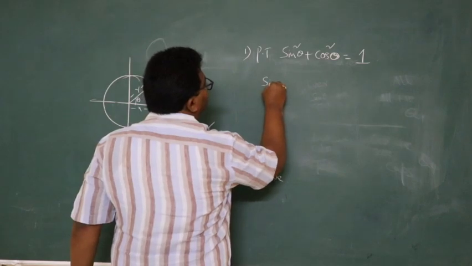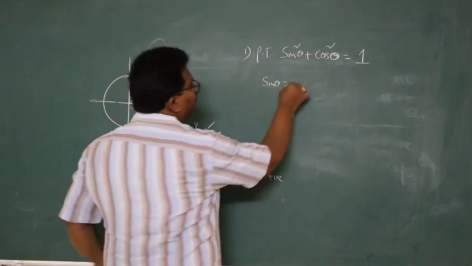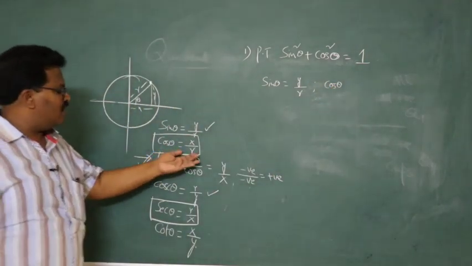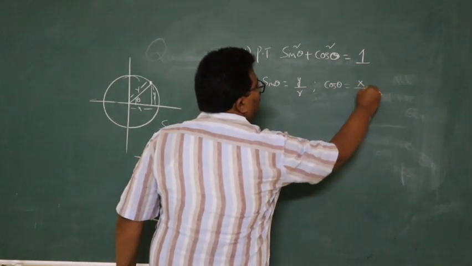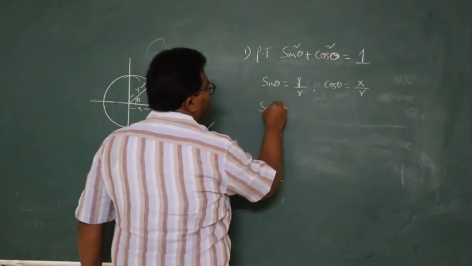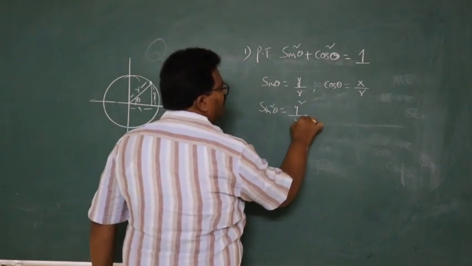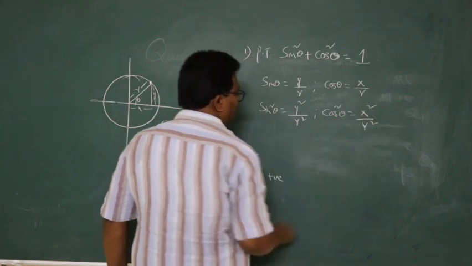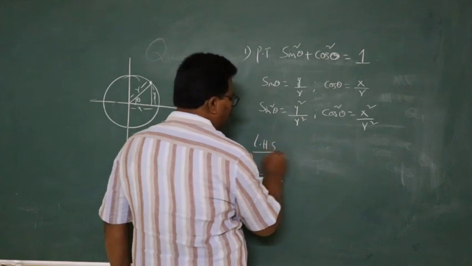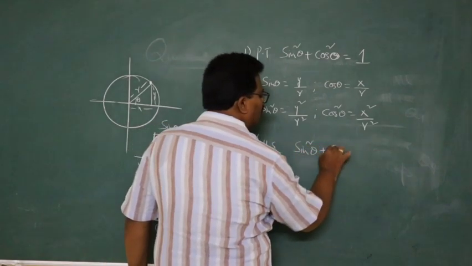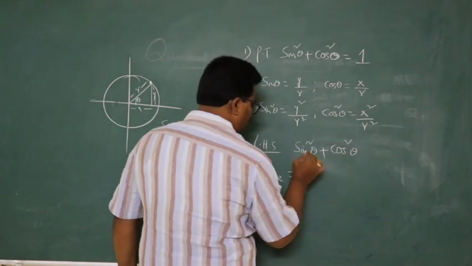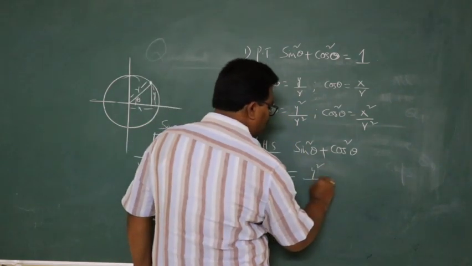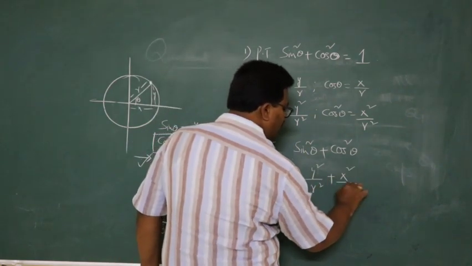So now what is sine theta from this diagram? Y by r. What is cos theta? So see here, what is cos theta? X by r. Now what is sine square theta? Y square by r square. What is cos square theta? X square by r square. Now LHS part I am taking, sine square theta plus cos square theta. So this is equal to y square by r square plus x square by r square.